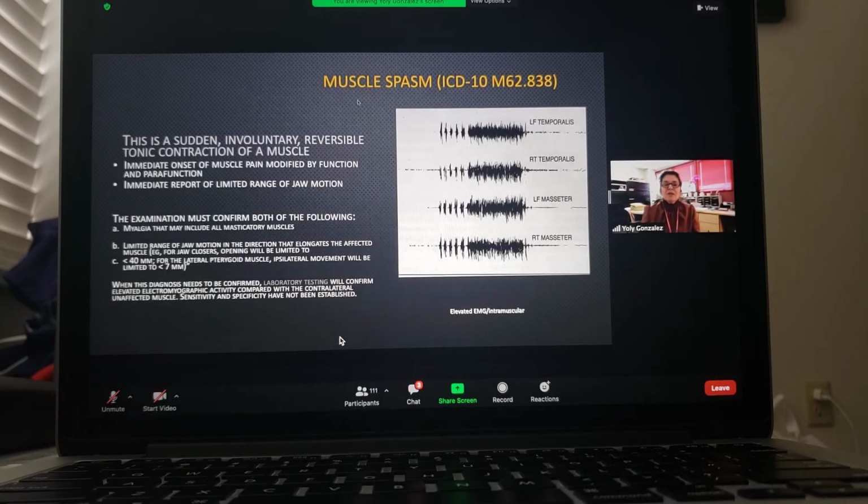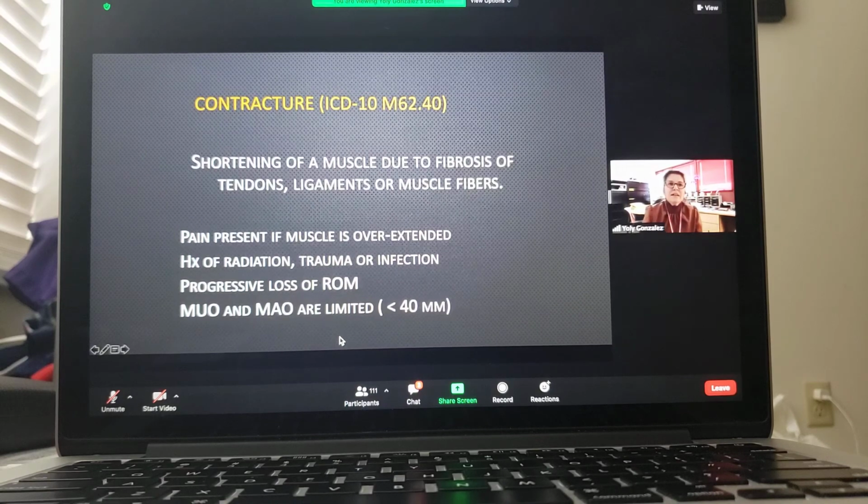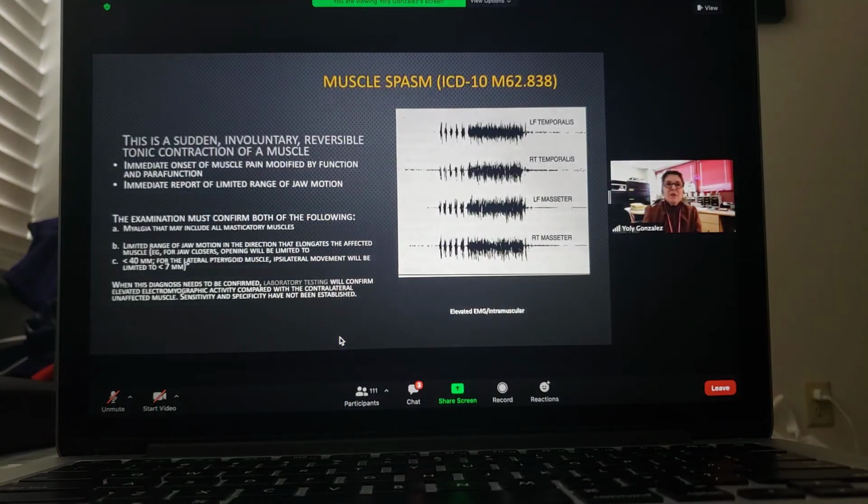I'm having issues with the mouse. Okay, muscle spasm. You hear this a lot. Something is happening in my PowerPoint, the slides change by themselves. They don't want to let me control them.